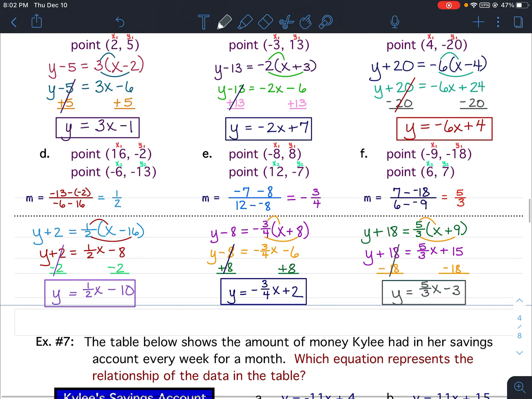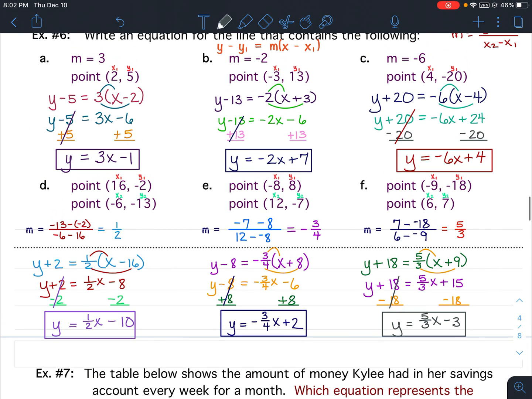All right. If you have any questions on example 6, I know that this is a difficult part of the lesson, so if you have any questions, please do not hesitate to ask.